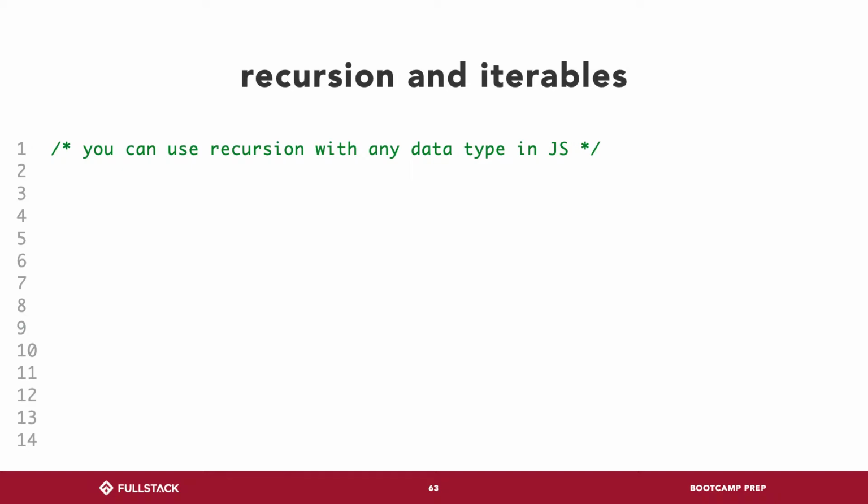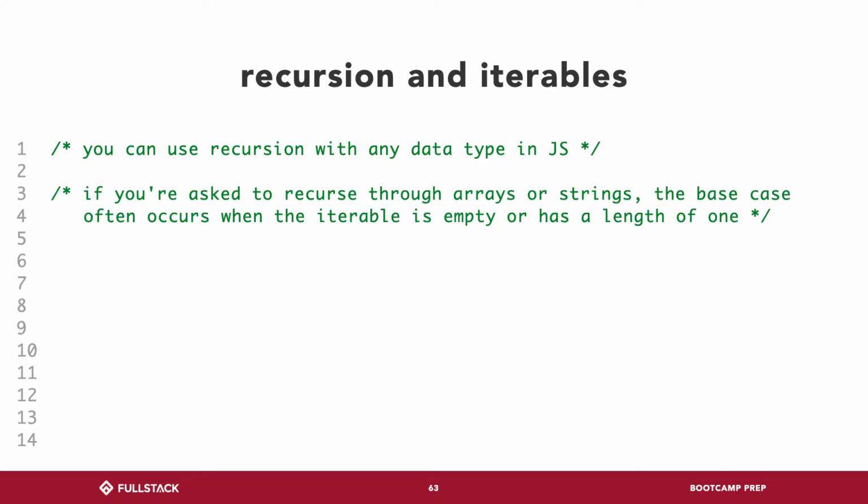So you can use recursion with any data type in JavaScript. If you're asked to recurse through arrays or strings, the base case often occurs when the iterable is empty or has a length of 1. You saw that in the problem I did before I started the presentation, right? When the input is a number, the base case is like the factorial of 1 is 1, right? So we just subtract the number by 1 every time, and if the number is 1, return.